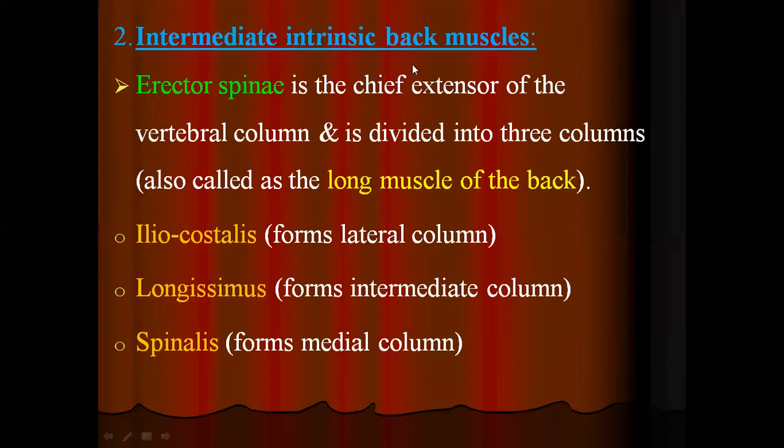So intermediate intrinsic back muscles, this is erector spinae, which is the chief extensor of the vertebral column, and it is divided into three columns, also called the long muscle of the back. So we have lateral column, intermediate column, and medial column. When you come from the lateral aspect, we have iliocostalis, the intermediate one is longissimus, and the medial one is spinalis.